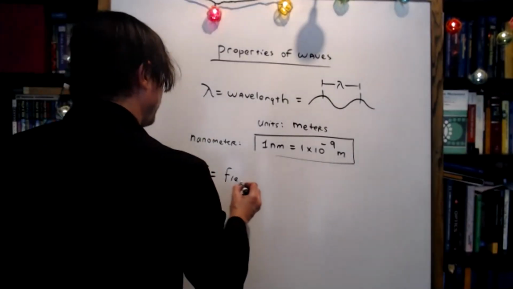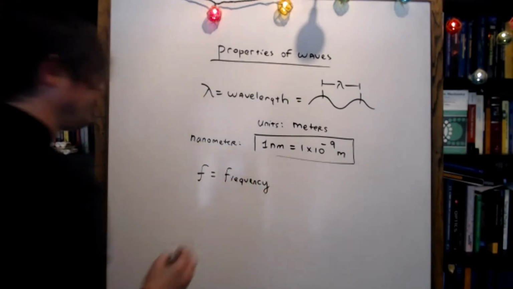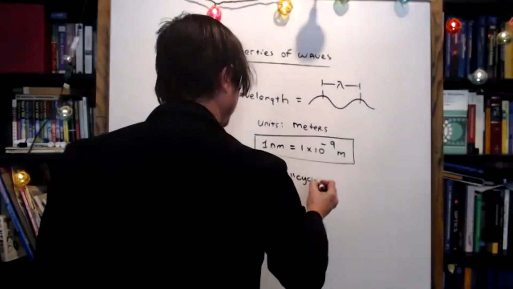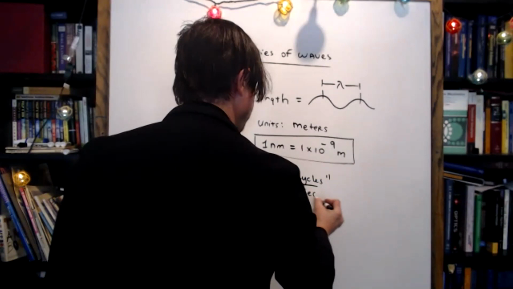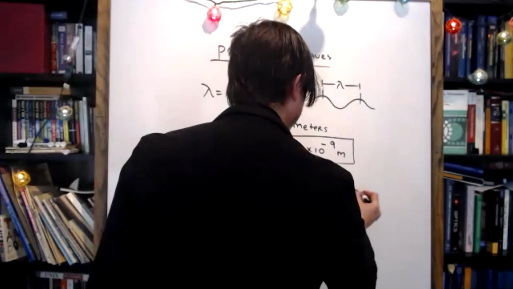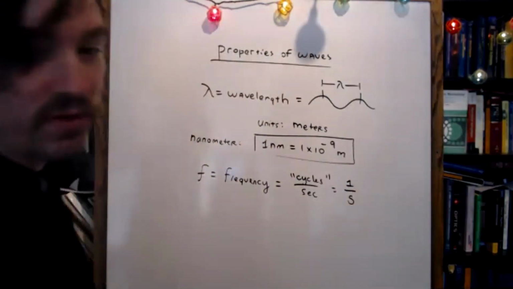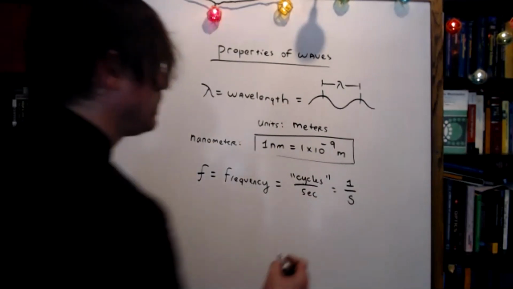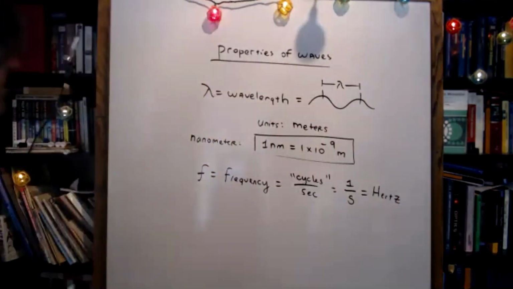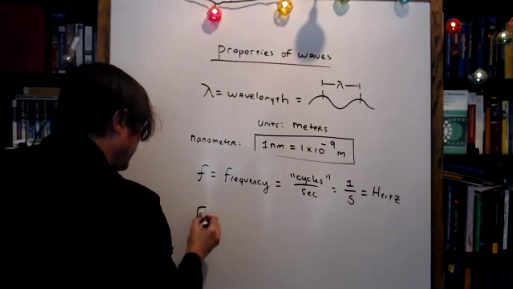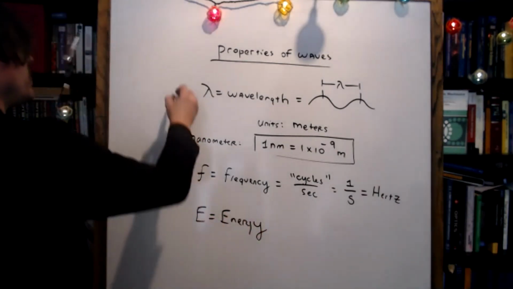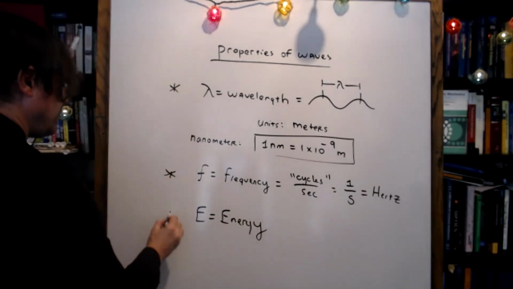F stands for the frequency. Frequency is the number of cycles per second of your oscillating wave. Because cycles are a dummy unit, the real unit of frequency is per second, or inverted time, 1/seconds. And we define a per second as a hertz. The third property of waves that we need is E, which is the energy. So we have wavelength, frequency, and energy.